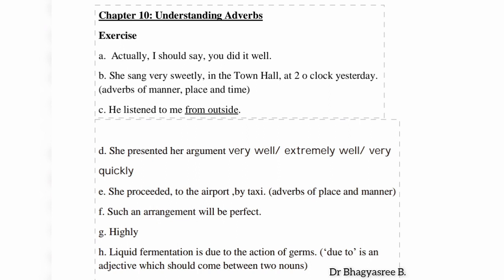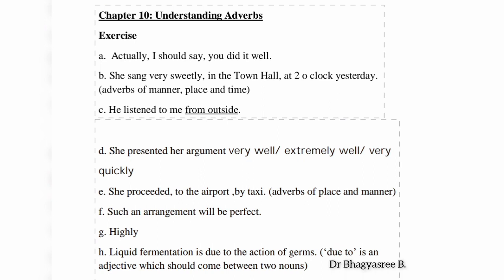Now the exercise. A. Give an example for a sentence beginning with a sentence adverb. So you can use sentence adverbs like actually, definitely, hopefully, etc. So the answer can be, actually I should say you did it well. B. She sang yesterday in the town hall at 2 o'clock very sweetly. Arrange the adverbs in the proper order. So the order which is to be followed is adverb phrase of manner, place and time. So the answer is, she sang very sweetly in the town hall at 2 o'clock yesterday.